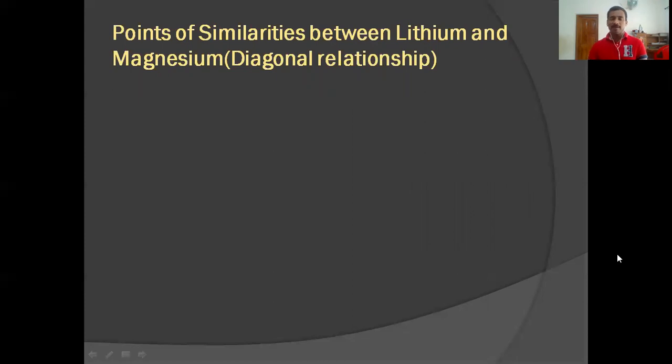Now, diagonal relationship. Lithium has a diagonal relationship with magnesium. So what are the similarities between lithium and magnesium? The reasons for the diagonal relationship we already discussed in the third chapter: charge to radius ratio almost the same, atomic radii and electronegativities almost the same. All these things we discussed earlier.